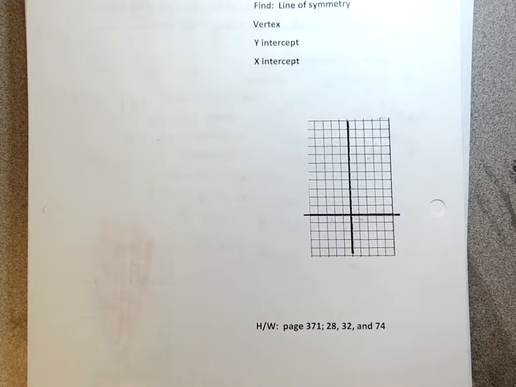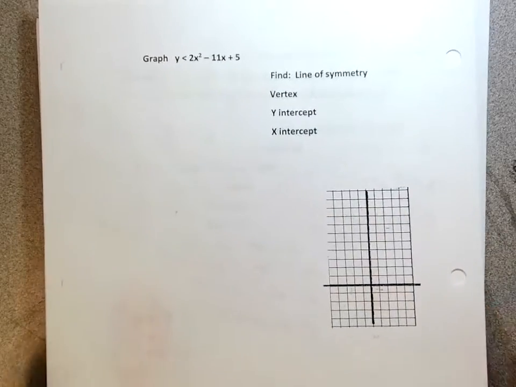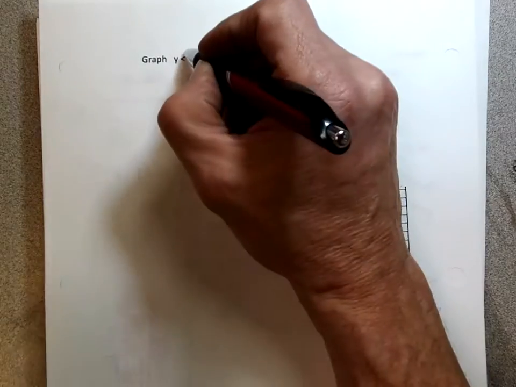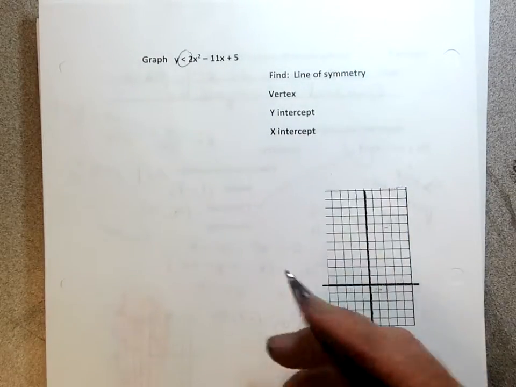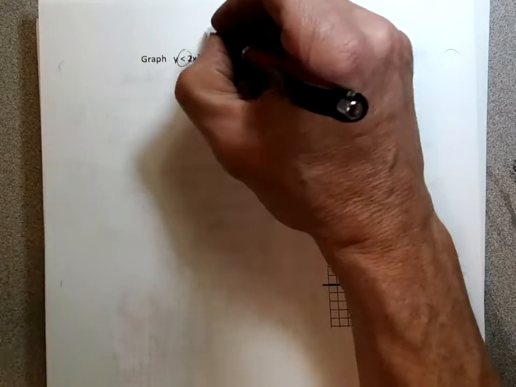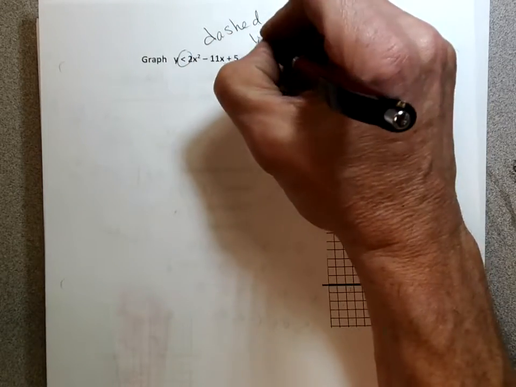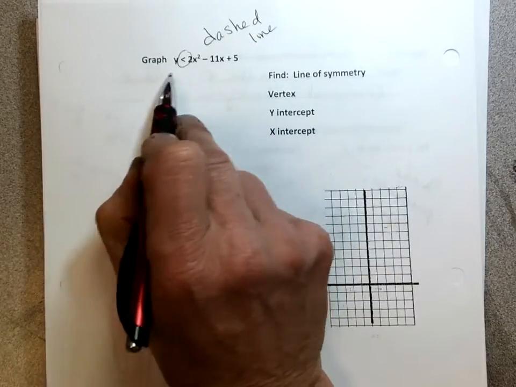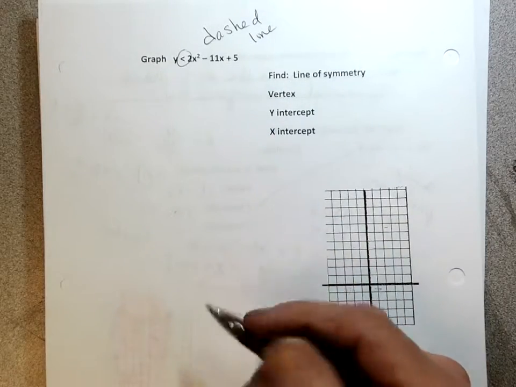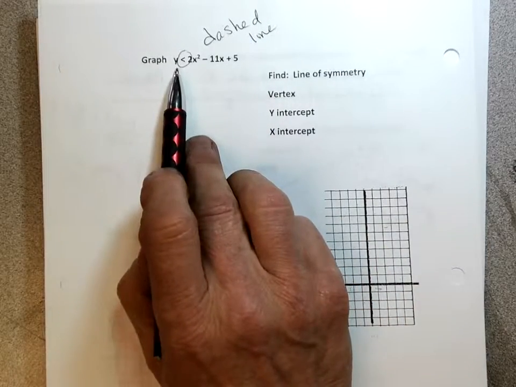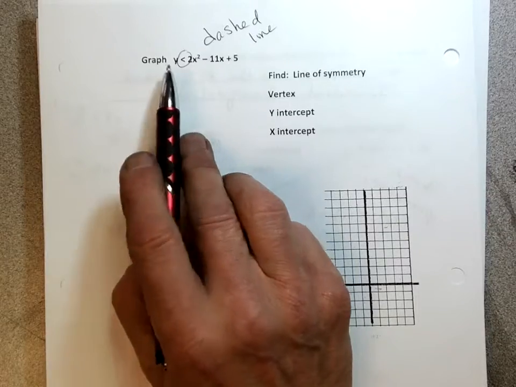Alright, example 2. What makes example 2 different? A couple of things. One, there's no equal sign. So I'm still going to draw a parabola, but I'm going to do a dashed line because there's no equal sign. So when I draw my parabola, it will be everything less than the parabola, but not including the parabola.